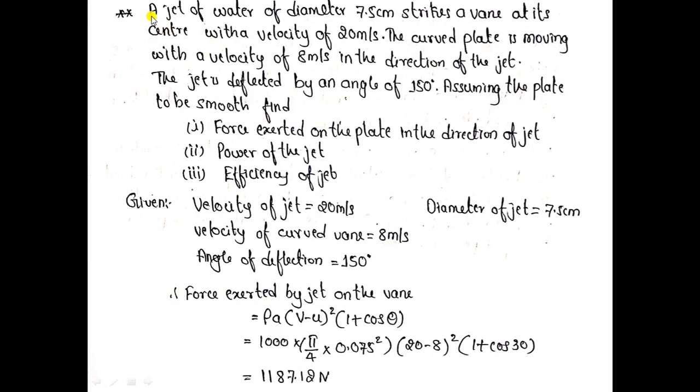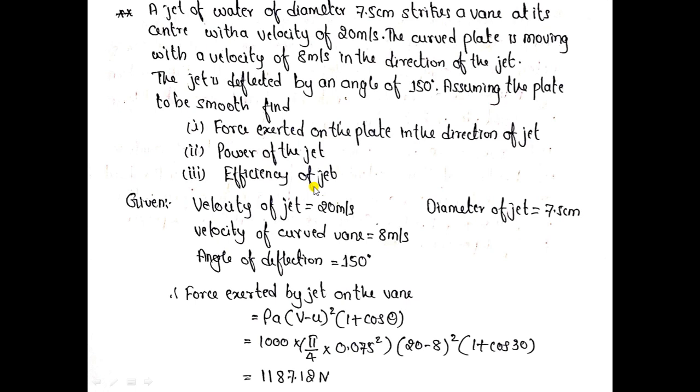Coming to another problem, a jet of water of diameter 7.5 centimeters strikes a vane at its center with a velocity of 20 meters per second. The curved plate is moving with a velocity of 8 meters per second in the direction of the jet. The jet is deflected by an angle of 150 degrees. Assuming the plane to be smooth, find the force exerted by the jet on the plate in the direction of the jet, the power of the jet, and the efficiency of the jet.